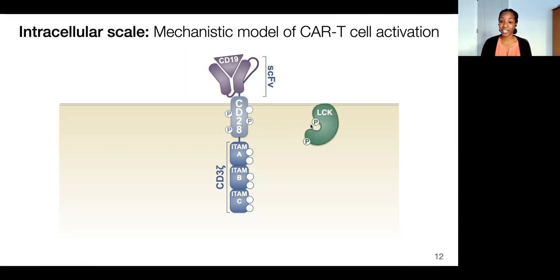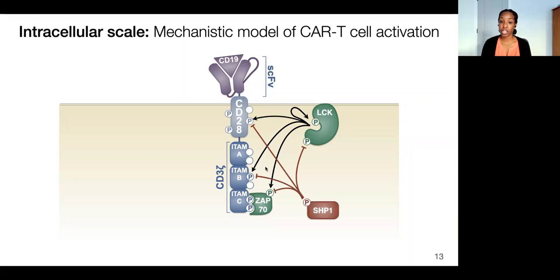Now, an important player here is the kinase LCK. This is also an important kinase in endogenous T cell receptor signaling. LCK undergoes autophosphorylation. It can also mediate the phosphorylation of different sites on the CAR. And once 2 of the sites on the ITAM are phosphorylated, another protein called ZAP70 binds, and LCK can also mediate the phosphorylation of ZAP70. But all the while that these activating events are happening, the cell is also recruiting phosphatases such as SHIP1 to attenuate the signal and remove those phosphate groups.